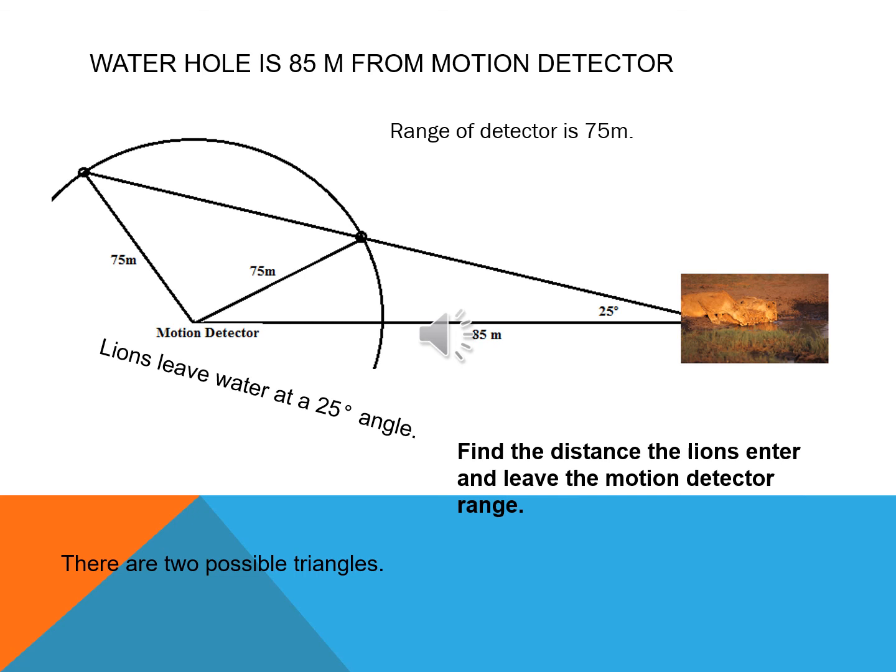And so the lions head towards that circle, and at one point they enter the circle where they get noted, and then they travel through the motion detector's range, and then they eventually leave the motion detector's range. So where the lions first cross into the motion detector range creates one triangle, and when they leave the motion detector range, that creates a second triangle.